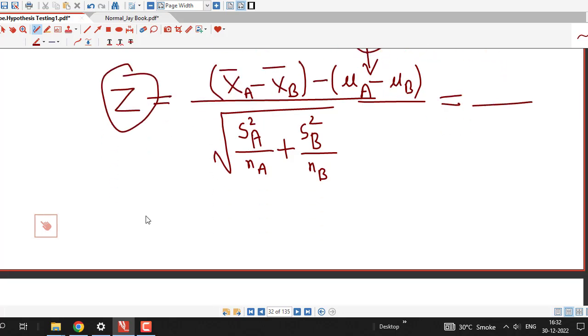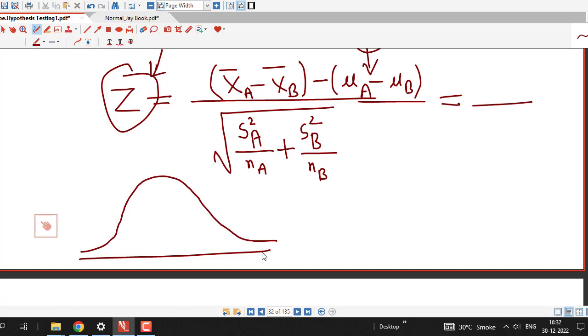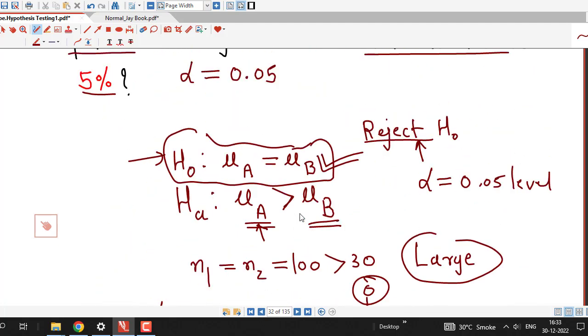After that we will compare it with the tabulated value of Z. For that we take advantage of the fact that this capital Z is a standard normal random variable, therefore its distribution is in this form, a bell shaped curve, and it has mean equal to 0. So we consider values of Z here, and we are testing at alpha equal to 0.05 level of significance, and you can see our alternative hypothesis is mu A greater than mu B, that is, it is a one-sided test.